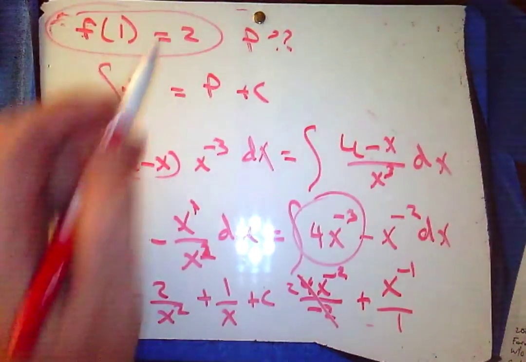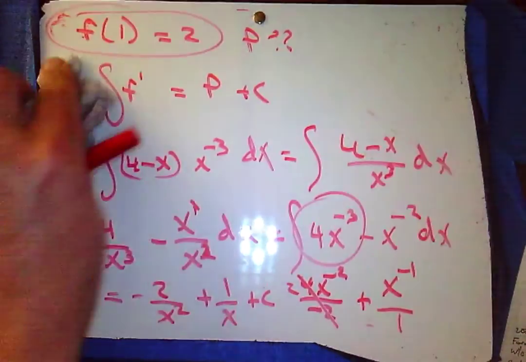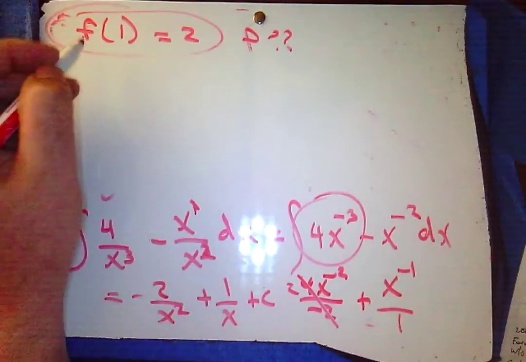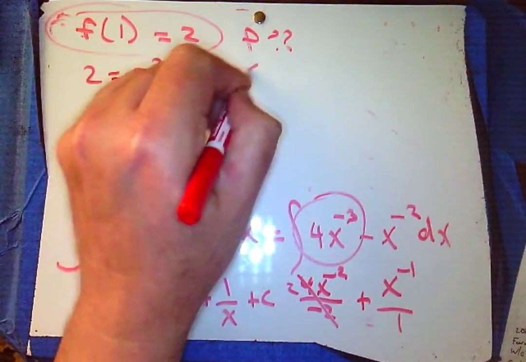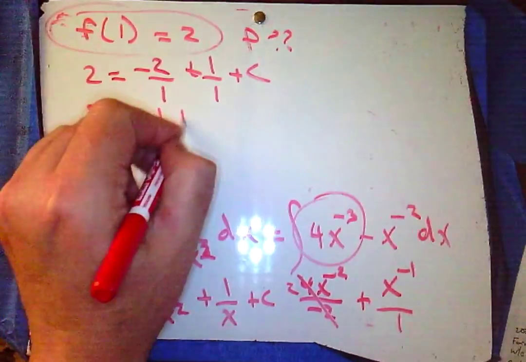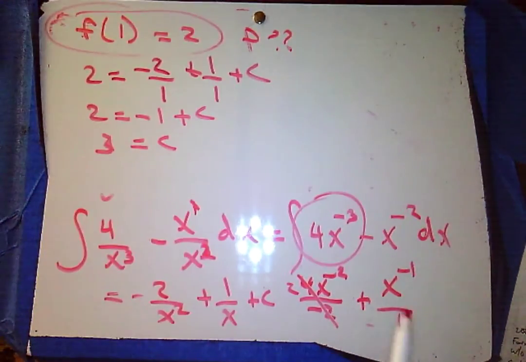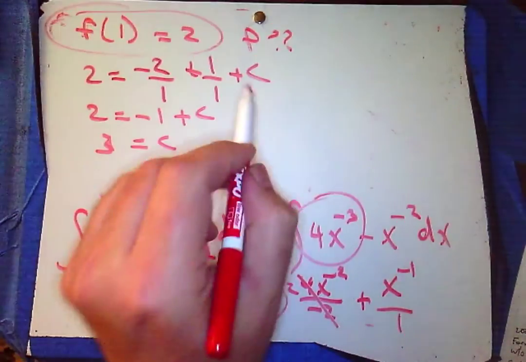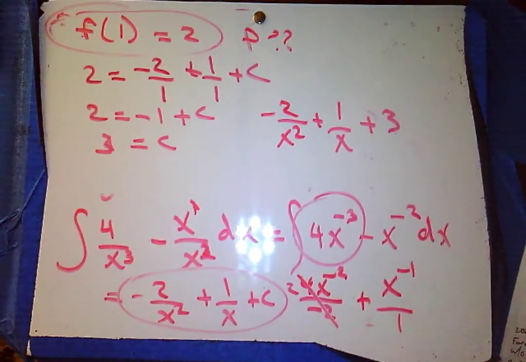And now I use my initial condition. I plug in a 1. I get minus 2 plus 1 is 1 plus c should equal 2. I've just run out of some space, so let's make a little more space and say that 2 equals negative 2 over 1 plus 1 over 1 plus c. So 2 equals negative 1 plus c. C equals 3. And so then our function is negative 2 over x squared plus 1 over x plus 3.